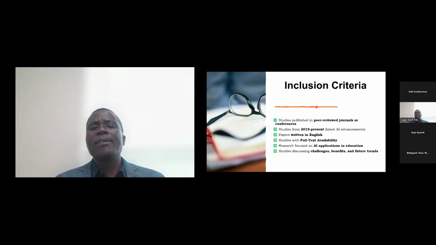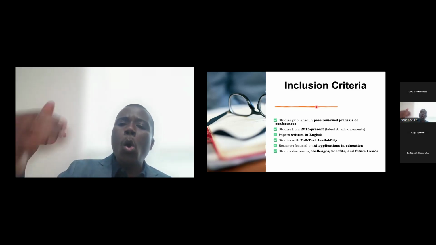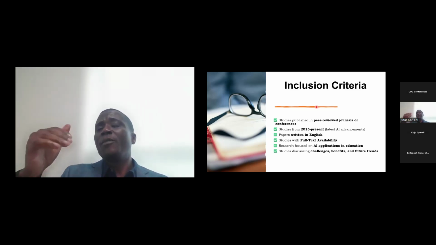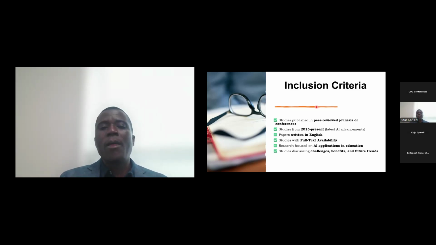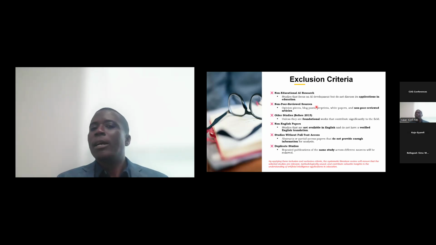Then studies that are discussing the challenges, the benefits, the future trends. So you have to outline all these criteria, and in some cases, you have to justify them if you think that a criterion is controversial. Very important. Then you go to what? Exclusion. So non-educational AI research, I'm going to exclude them.